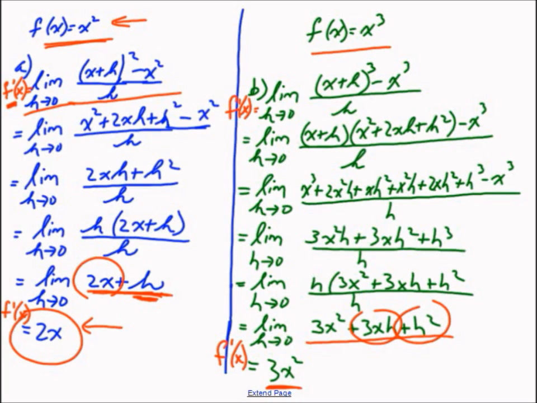Similarly, we have f of x equals x cubed. Therefore, the derivative formula using first principles is this. Do our algebra down until we end up with 3x squared plus 3xh plus h squared. As h approaches 0, this will become 0. This will also become 0. And we're just left with 3x squared. So the derivative of x cubed is 3x squared.